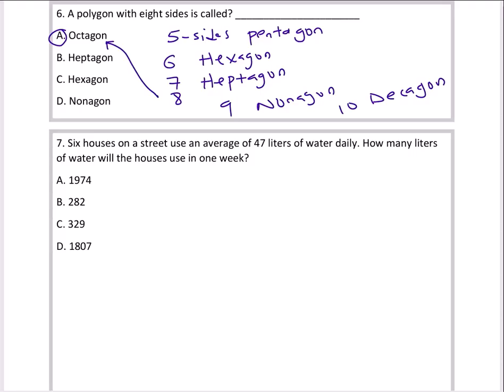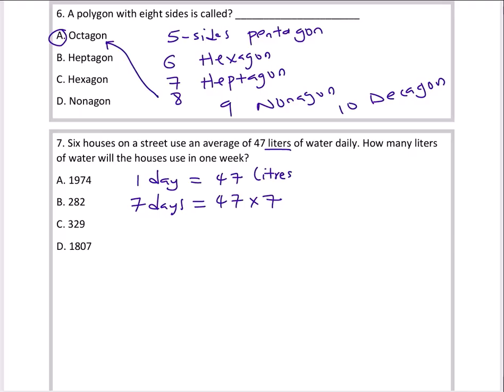For question number 7, 6 houses on a street use an average of 47 liters of water daily. How many liters of water will the houses use in 1 week? Okay, so daily means 1 day. So in 1 day they use 47 liters of water. In 7 days we have to multiply 47 by 7. That's what it simply means. That will tell us how many they use in 7 days.